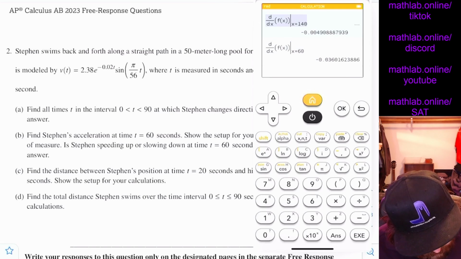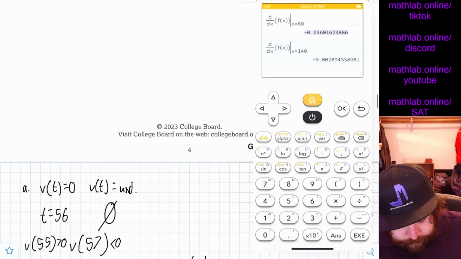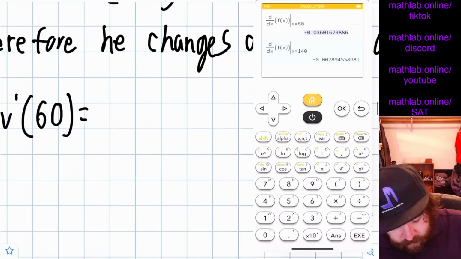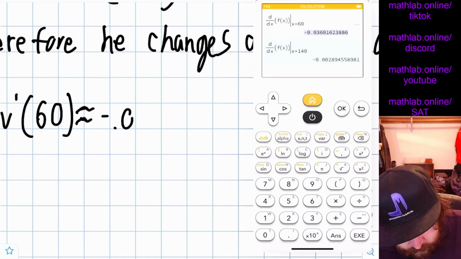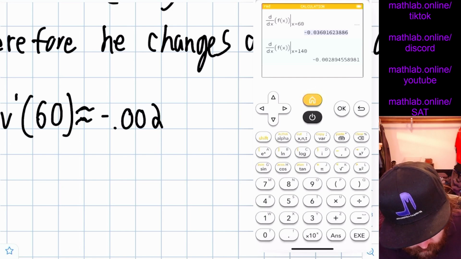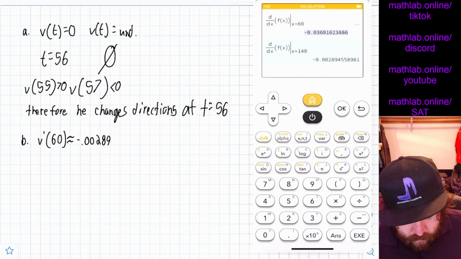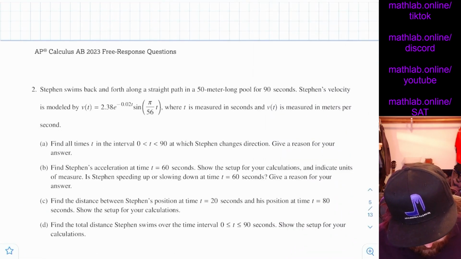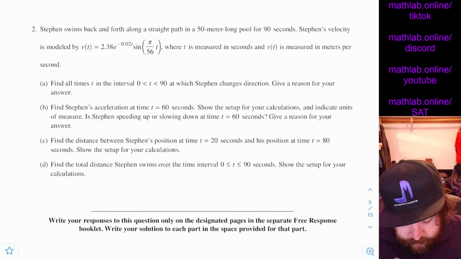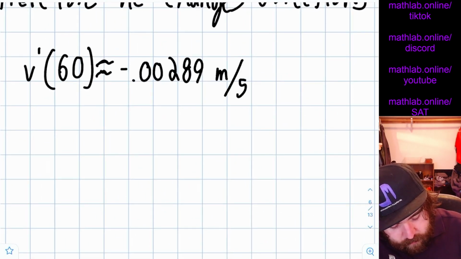Let me do this just to make sure that that's a different answer. Now it is. Okay. So yes, this is approximately negative 0.00289. What are the units? I mean, it's acceleration, so it's meters per second squared.